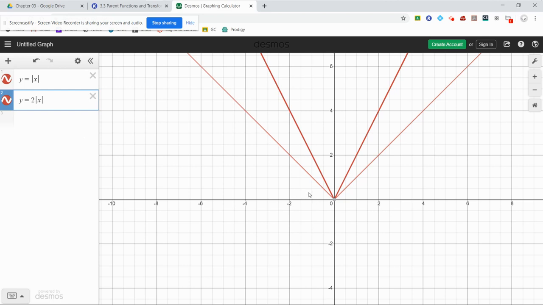Now it stretched it in a vertical direction because again, notice where the number 2 is at. The number 2 is outside. It's not inside with the x, it's outside of the function. The function is that absolute value. If something is multiplied on the outside, like 2, it's going to stretch it vertically twice as tall.